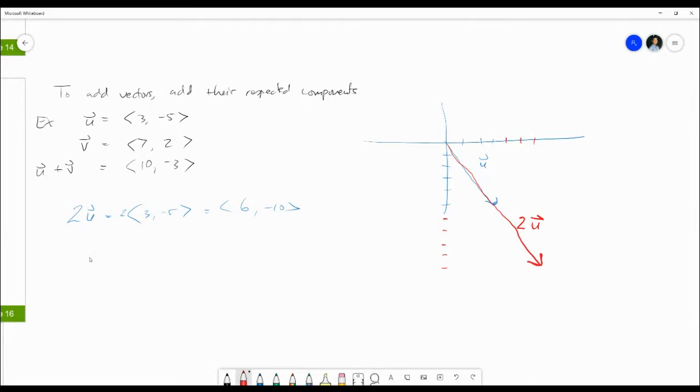Okay. What happens if I do negative u? Well, this is just multiplying by negative 1. So this becomes negative 3, 5. So where's negative 3, 5? 1, 2, 3, 1, 2, 3, 4, 5. It's just the opposite direction of vector u. So this is negative u. You can see here it's the same length as u, but in the opposite direction.